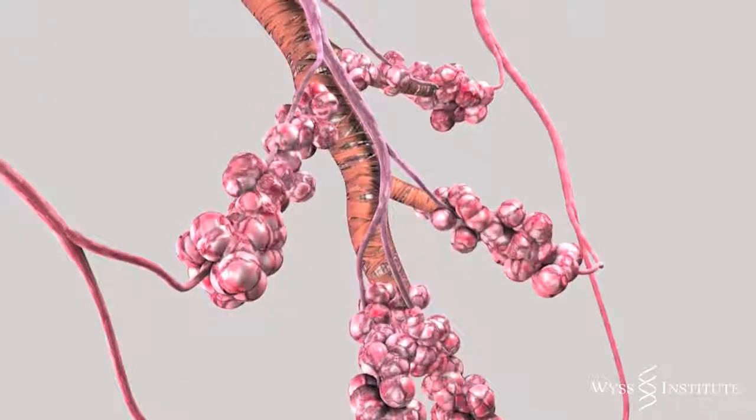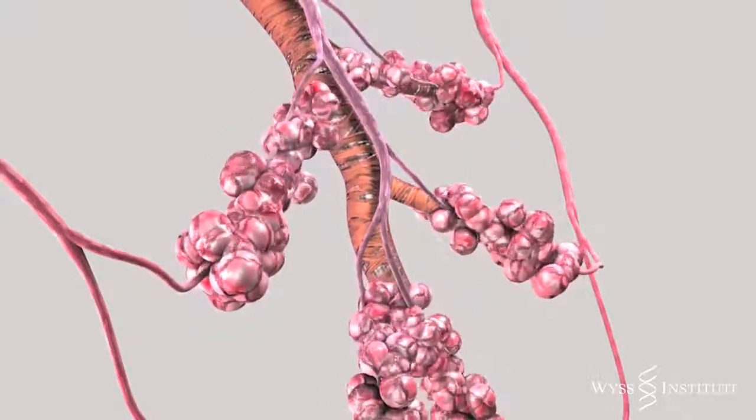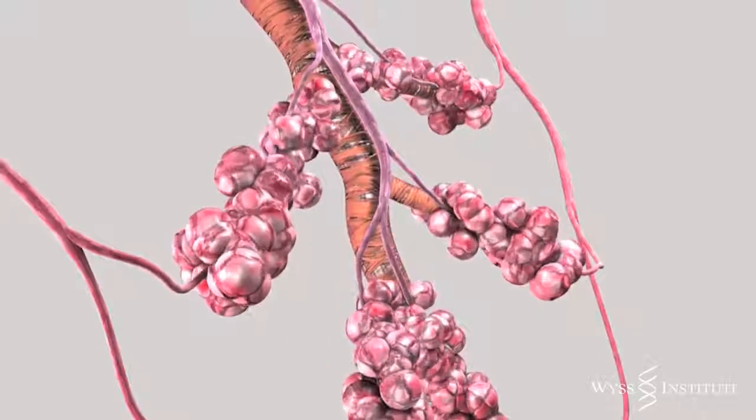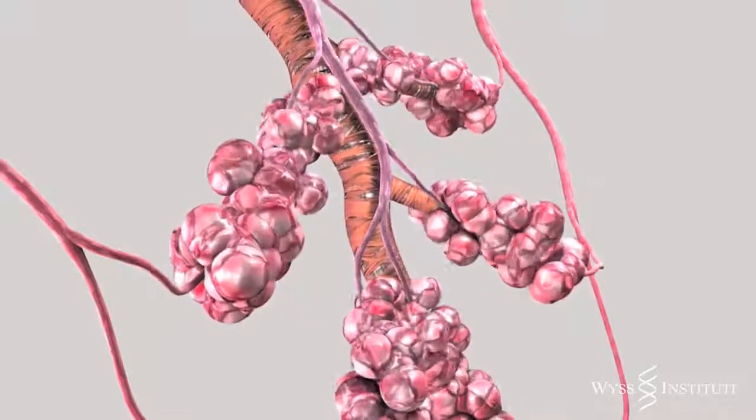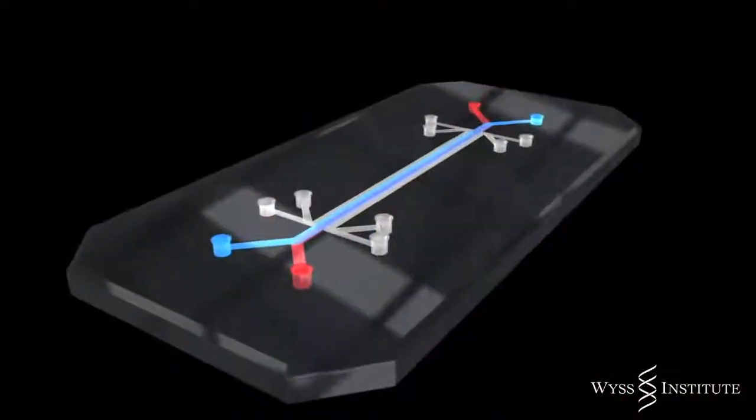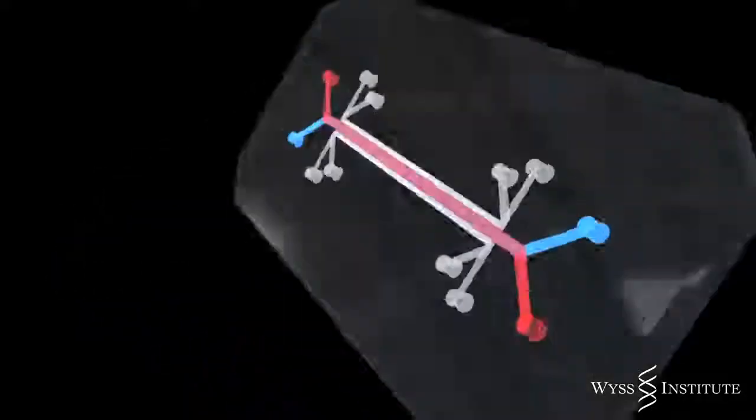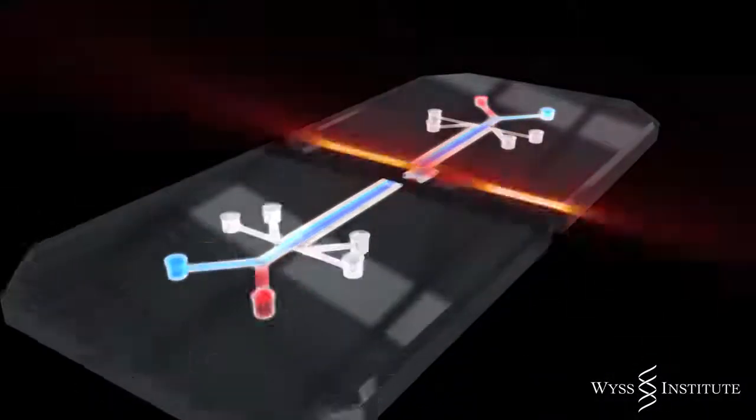Oxygen is transferred across lung and capillary cells and into the bloodstream. This is also where aerosol drugs are absorbed and where infections and tumors form in the lung. The lung on a chip is crystal clear, flexible, and about the size of a small computer memory stick.